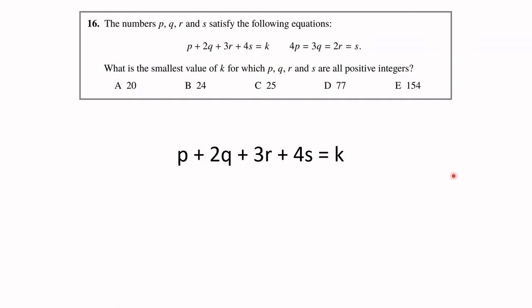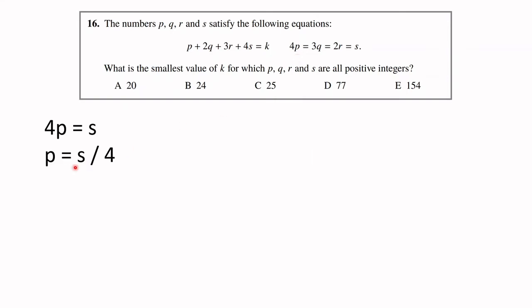So what's the first thing we can do? Well, let's look at the first equation, which is p plus 2q plus 3r plus 4s equals k. If you look at it, there's not really anything you can do. So let's have a quick look at the second equation. This is where you're defining all the terms, but what you want is each individual term defined in terms of s. So that's what we'll do now.